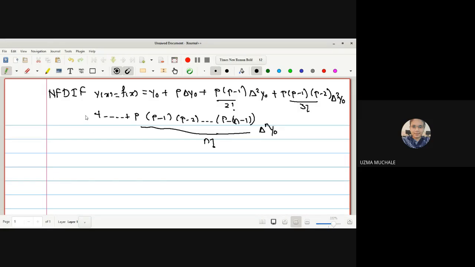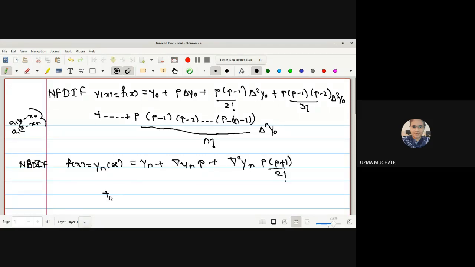We have also seen the formula for backward difference interpolation. Newton's backward difference interpolation formula is f of x is equal to yn of x. Now in this backward difference, instead of writing x minus x naught, we have written x minus xn for the coefficient of a1, and here the coefficient of a1 is x minus x naught in the forward. With the help of that, we have found the formula as yn plus del square yn p plus 1 divided by 2 factorial plus del cube yn p plus 1. Everyone should write down this formula, because in this lecture we are going to solve examples based on this.